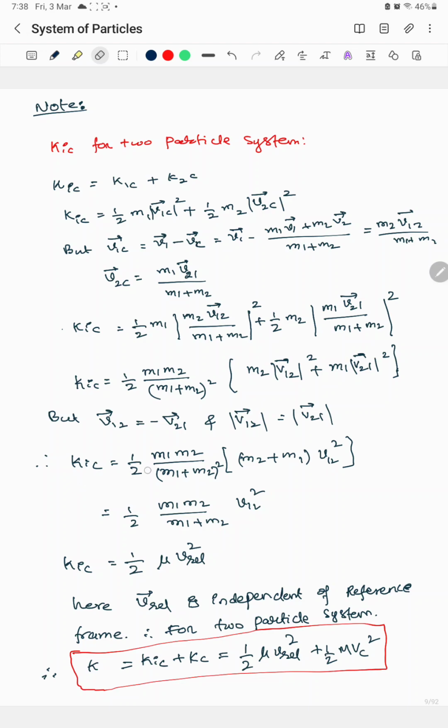Now Kic is equal to half M1 M2 by M1 plus M2 whole square. Here these two are the same, that's why M1 plus M2, and I am taking this term outside because both are equal, V12 square. Now this term cancels: half M1 M2 by M1 plus M2 times V12 square. This is the reduced mass, so Kic is equal to half mu into V relative square. Here V relative is independent of reference frame. Why? Because it is 1 with respect to 2. For a two particle system, this is half mu V relative square plus half capital M Vc square, right?